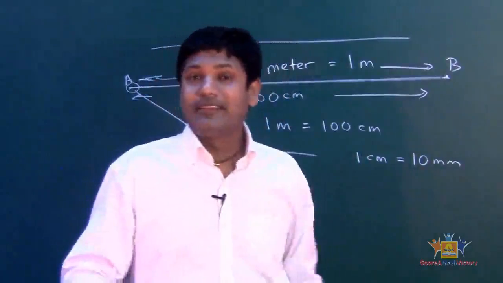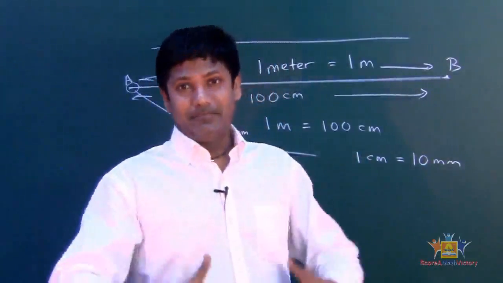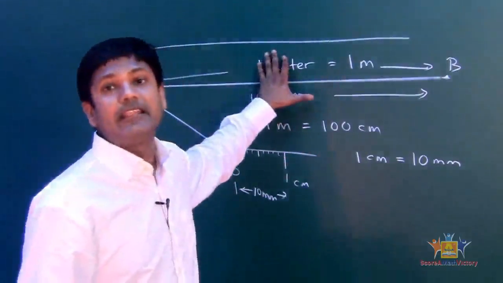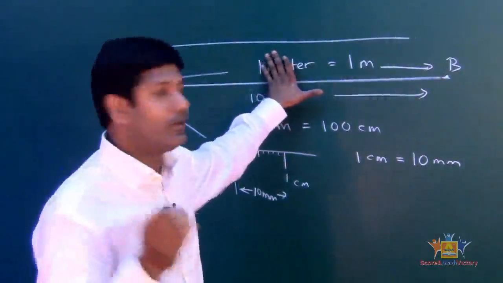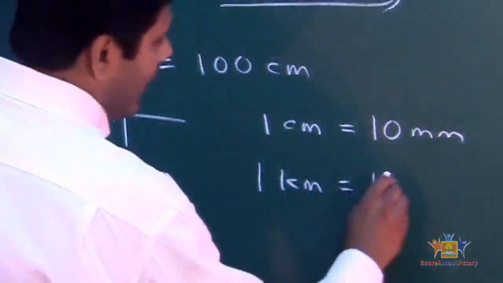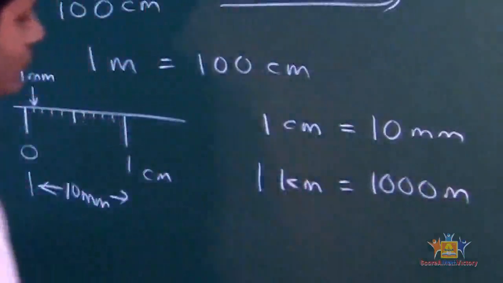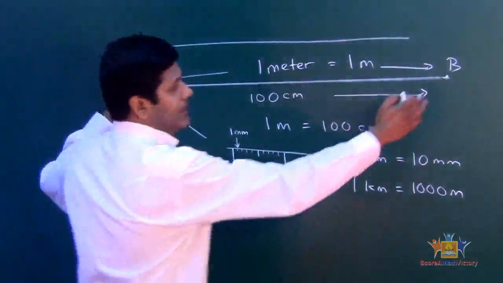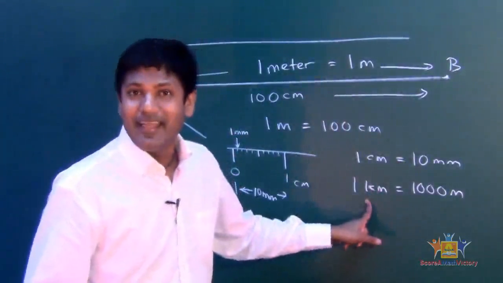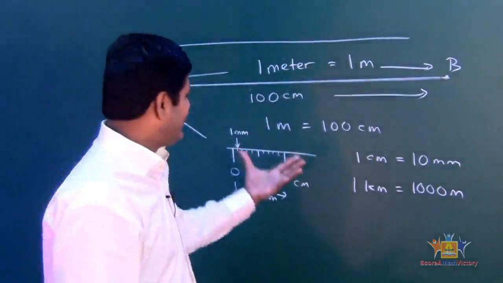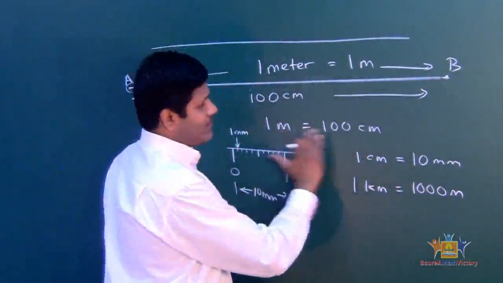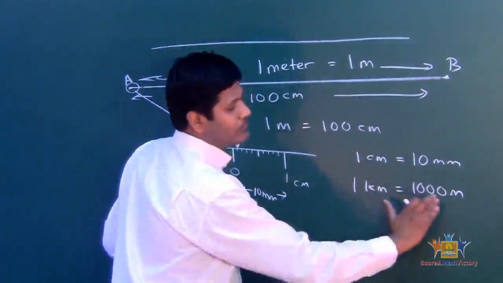From here to your school, let's say 10 kilometers, that means it's very long. See that? That means what? Each kilometer has how many meters? 1,000 meters. So we know now, 1 kilometer makes 1,000 meters. That means I have to take this A to B 1,000 times to make 1 kilometer. So now you understand the relationship between centimeters and millimeters, meters and centimeters, and kilometers and meters.